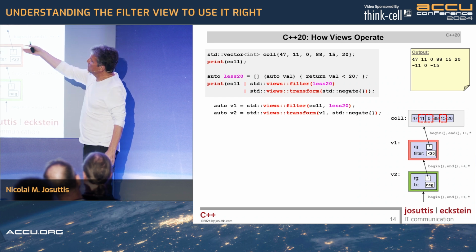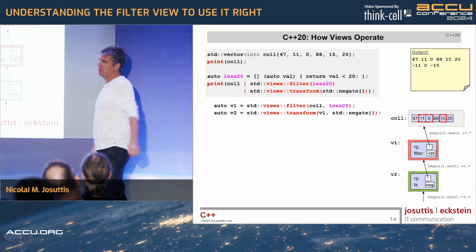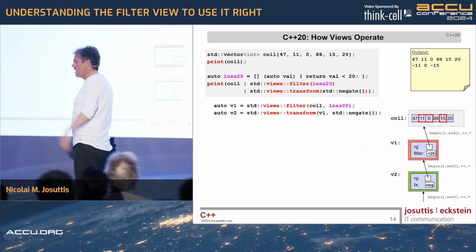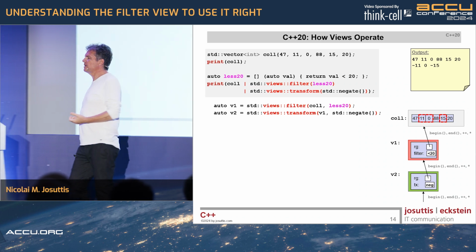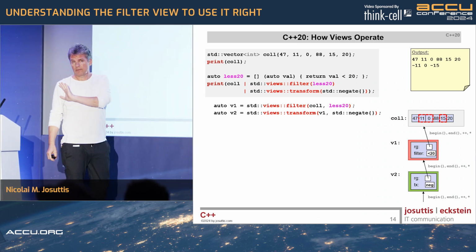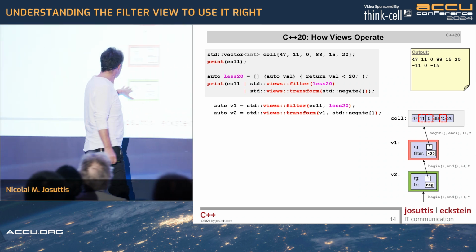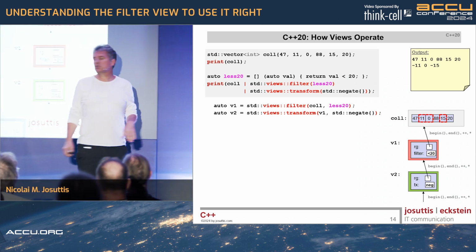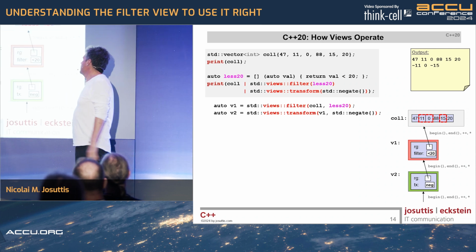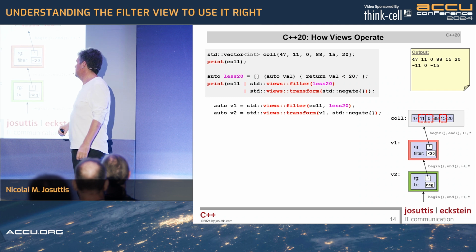So essentially, these two lines you see here are equivalent to what we pass to print here. And you see that the wrapper of the filter just refers to the original range, the underlying range, and just says, I only let values through that are less than 20. And then here, the transformation view says, I refer to the other view, and whenever somebody wants a value, I have to negate it.